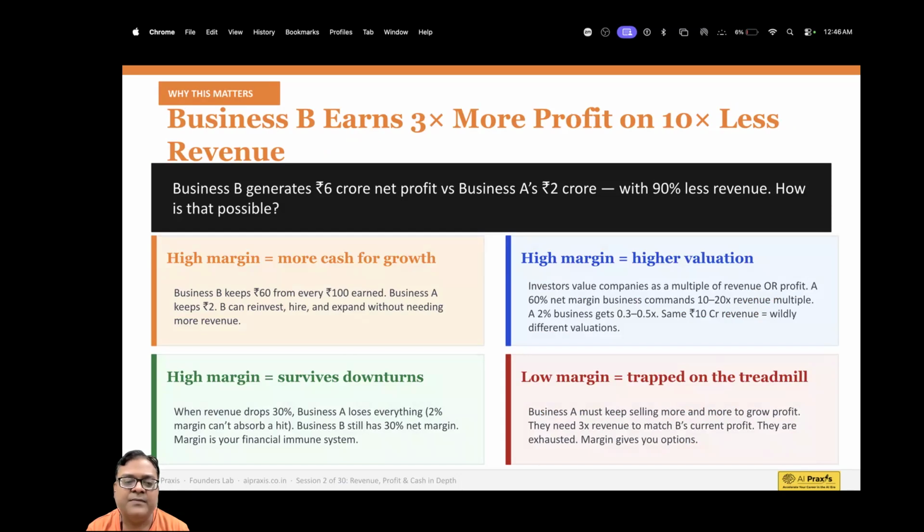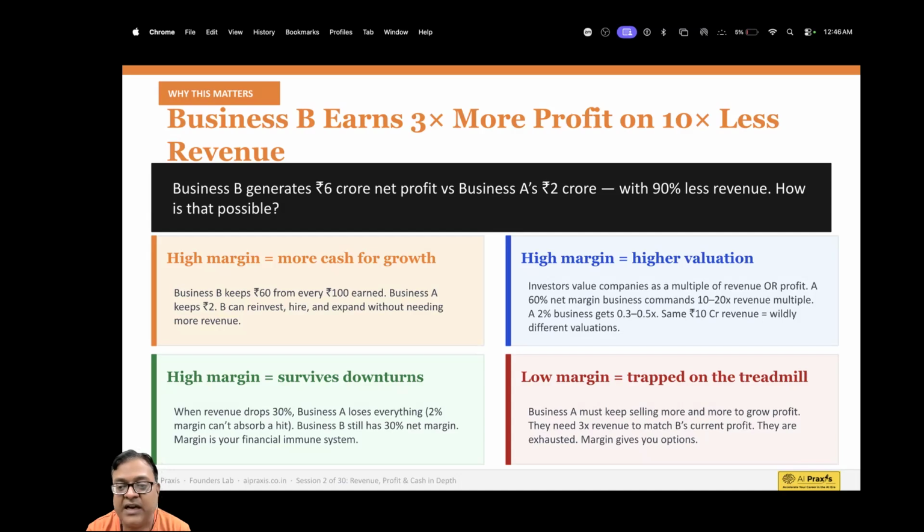Okay, very simple. So we have actually summarized. So let's do that. High margin is equal to more cash for growth. Business B keeps rupees 60 from every 100 rupees earned. Business A keeps rupee 2. B can reinvest, hire and expand without needing more revenue.